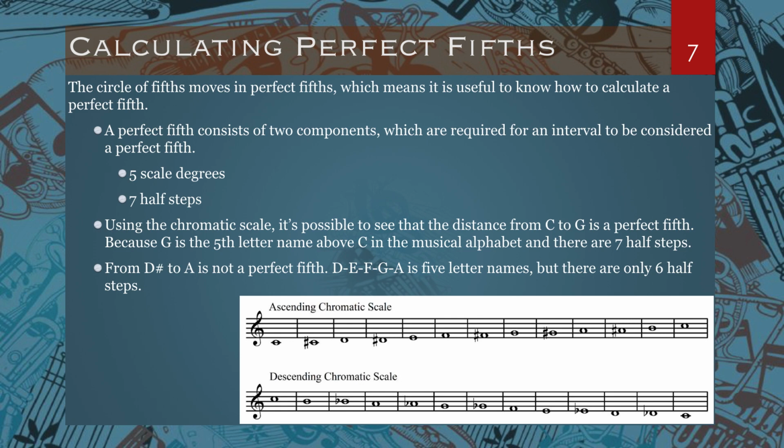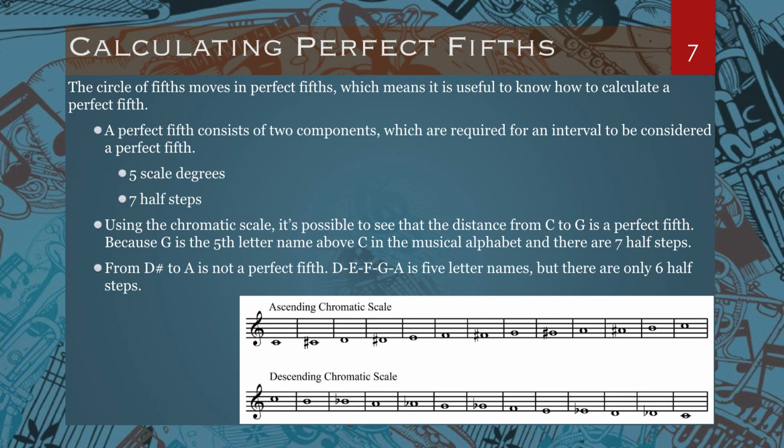First, you have to go up 5 scale degrees. So if you start on the note C, to find a note a fifth above it, you have to count up from C and counting C. So C, D, E, F, G. That's 5 note names. So we know that the distance from C to G is some sort of fifth, but we don't know if it's a perfect fifth yet. The only way to figure out if it's a perfect fifth is to also count up 7 half steps.